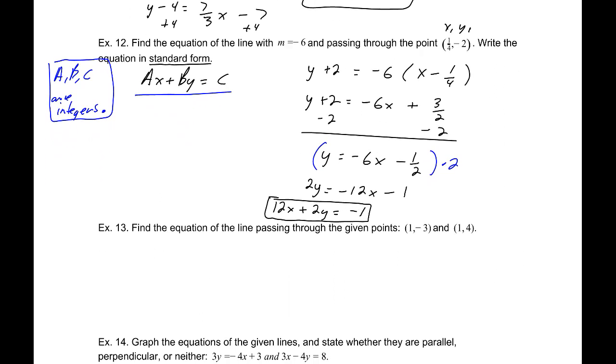Find the equation of the line passing through the given points. We've done this before. x1, y1, x2, y2. Our slope will be 4 minus negative 3 divided by 1 minus 1.